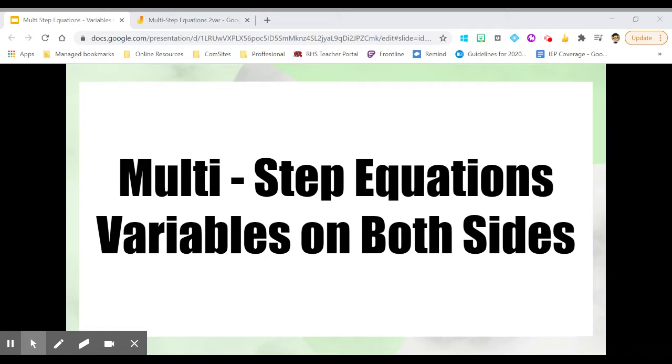If you're watching this video, it's because either you've missed a lesson on multi-step equations, variables on both sides, or you're looking for a refresher in me solving some problems. So, multi-step equations. We've done multi-step equations with a variable on one side. We've done two-step equations. We've done one-step equations. So we've got a lot of experience with equations at this point. But I'm going to go over the basic steps that I've already done before, just as a refresher.